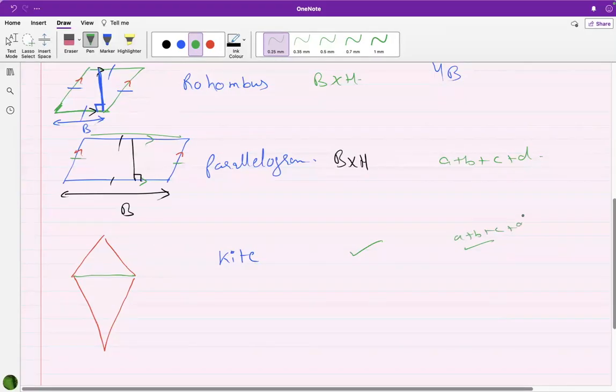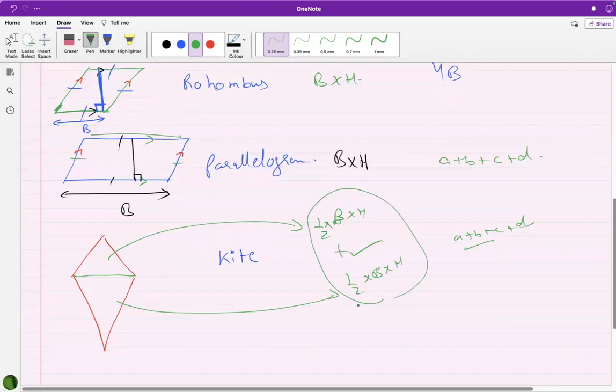A, B, C, D. For the area, do we just do the triangle formula twice? For each triangle, okay. 1 by 2 into base into height. And then for this one again, 1 by 2 into base into height, and then we add them.